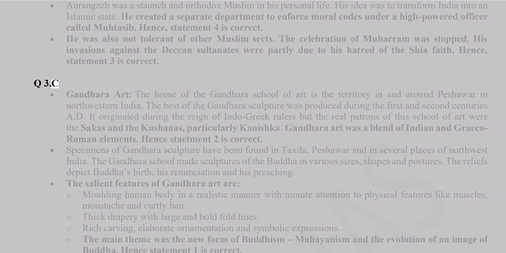Q3.C. Gandhara art. The home of the Gandhara school of art is the territory in and around Peshawar in northwestern India. The best of the Gandhara sculpture was produced during the 1st and 2nd centuries AD. It originated during the reign of Indo-Greek rulers, but the real patrons of this school of art were the Sakas and the Kushanas, particularly Kanishka. Gandhara art was a blend of Indian and Greco-Roman elements. Hence, statement 2 is correct.